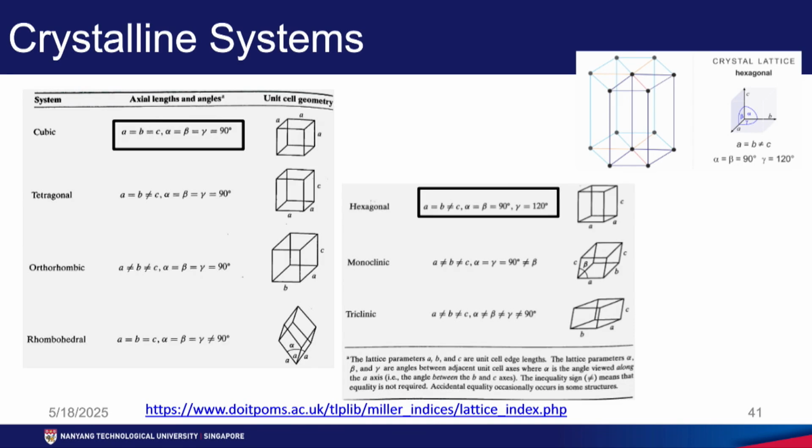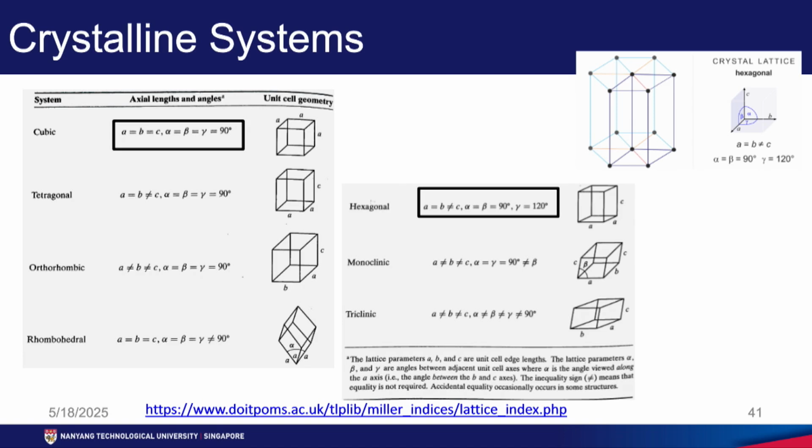In the cubic system, as you know, in a cube all the sides are the same. So A is equal to B is equal to C, and the angles alpha, beta, gamma are all 90 degrees. This is the convention we use. A is in this direction, B is here, C is there. Alpha is the angle between B and C, beta is the angle between A and C, gamma is the angle between A and B, here. So this is a cubic system.